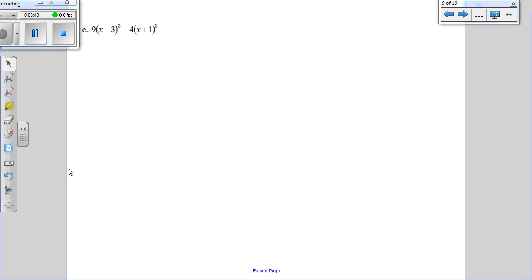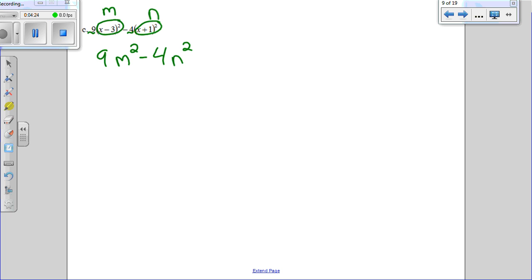This is a perfect square number, 9. And then you have a perfect square binomial. You have a binomial squared. Then you have a perfect square number, and another perfect square binomial. If we just replace these two things with m and n, imagine what it would look like. It would just be 9m squared minus 4n squared. And now that looks like a difference of squares, right? It looks like something we've done before.